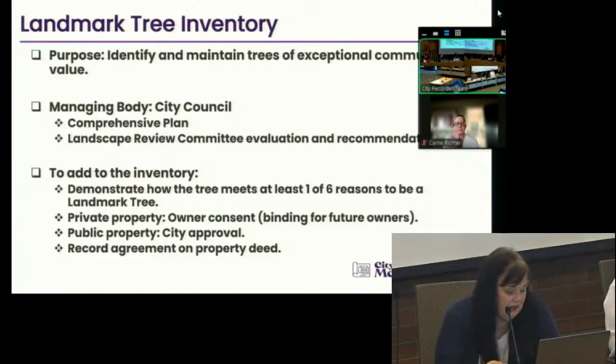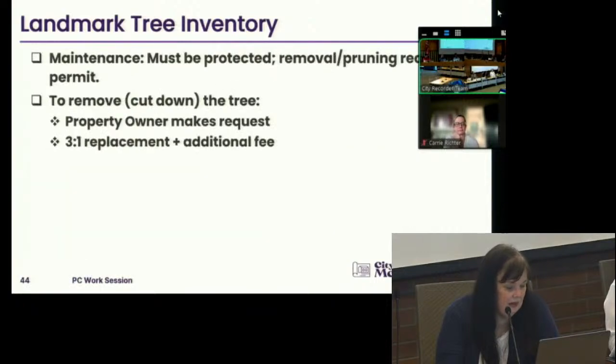You have to demonstrate how the tree meets at least one of 6 reasons to be a landmark tree. For private property, you need owner consent. Public property needs city approval. So the landmark trees need to be maintained. They need to be protected, so removal and pruning of them requires a permit. If you want to remove or cut down your landmark tree, you can do so, but the property owner needs to make the request. And then you have to plant 3 trees.